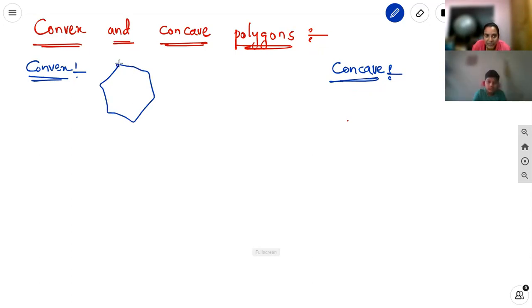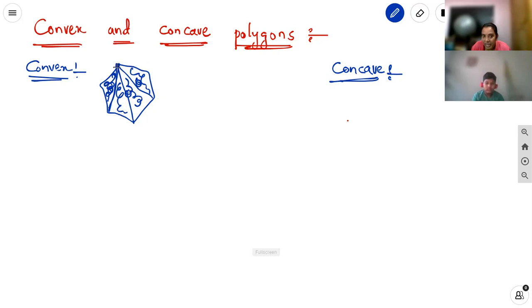Diagonals means, for this vertex, the non-consecutive vertices are the remaining ones. We can draw diagonal 1, diagonal 2, diagonal 3. Just observe the area made by the diagonals, this is the interior area. What is the interior area and exterior area? Inside of the figure is called the interior area, outside of the figure is called the exterior area.